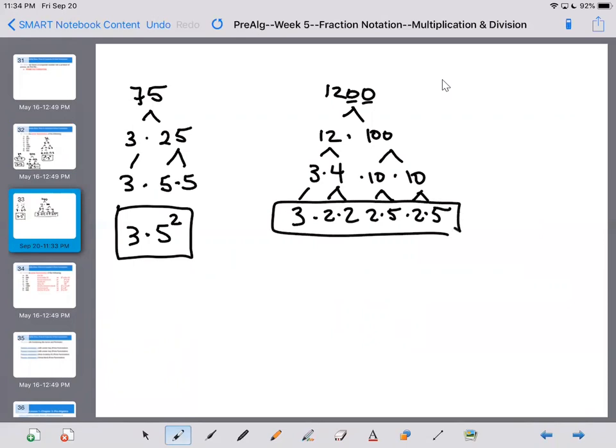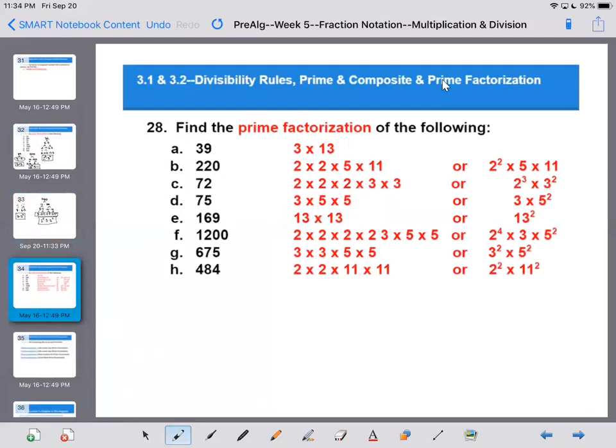Now, let's go from least to greatest. I see 1, 2, 3, 4 2s, so 2 to the 4th times 3 multiplied by 5 to the second. Here is your product of primes written with exponents. And so the next page, you can kind of look and see how you would break these down.